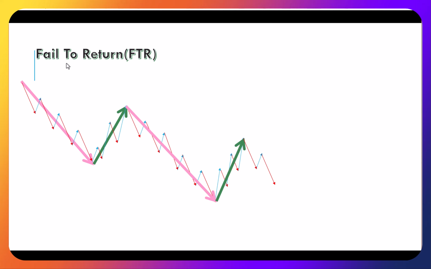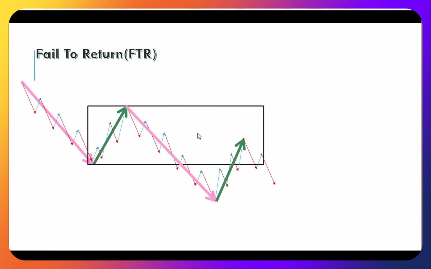Okay, now look. Here we have our valid pullback zone, right? So this bearish scenario, this valid pullback zone is our overbought, oversold zone. Here we have overbought. So if it is overbought, we're going to sell that, right? We're looking for FTR inside our valid pullback zone, right?